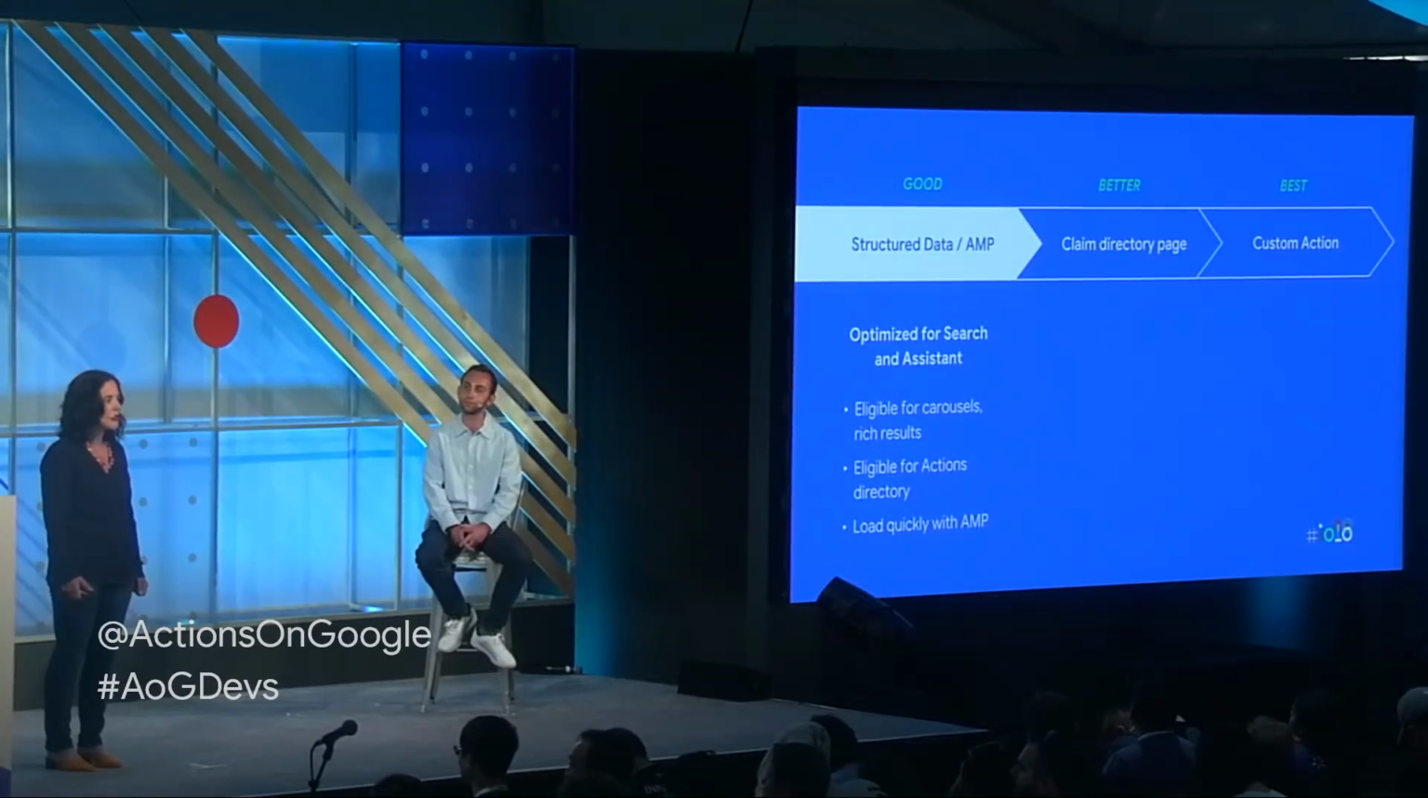When you further enhance your content using AMP, it helps your mobile pages to load quickly and take advantage of Google AMP Cache. We'll also talk about how you can take things further and claim your Actions directory page to make it your own and participate in additional features like user reviews. And you can consider going further to build your own custom action using the Actions on Google developer platform. We'll cover all 3 in the talk.